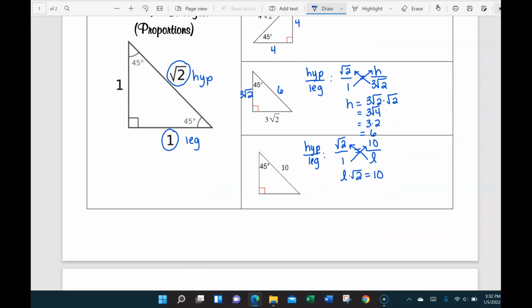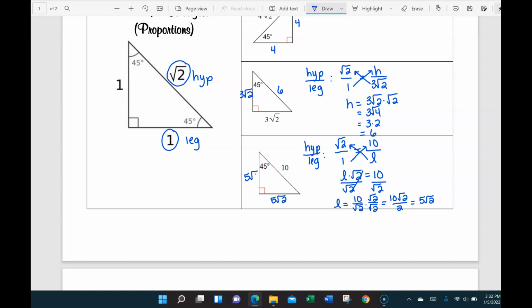So I'm going to divide by the square root of 2. And I get L equals 10 divided by the square root of 2, which I have to rationalize. And then simplify the coefficients. And I get 5 root 2 again.